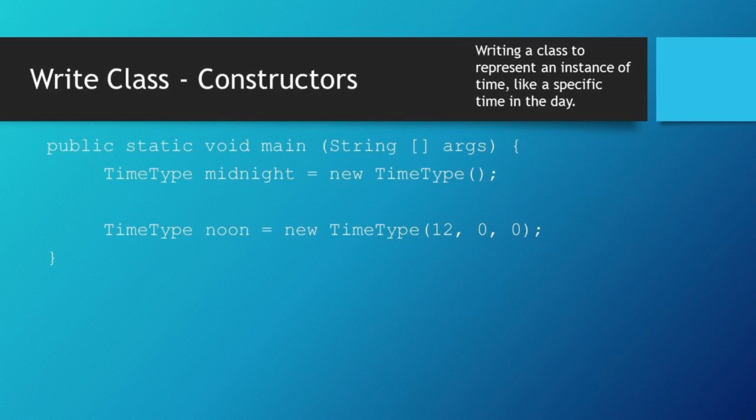Here, we have declared 2 new instances of the TimeType class, one called midnight and one called noon. For midnight, we have called the default constructor by saying new TimeType with no parameters. This will call the default constructor, which initialized all of the variables to 0, or midnight. For noon, we have declared a new instance where the hour is 12, the minute is 0, and the second is 0, or noon.